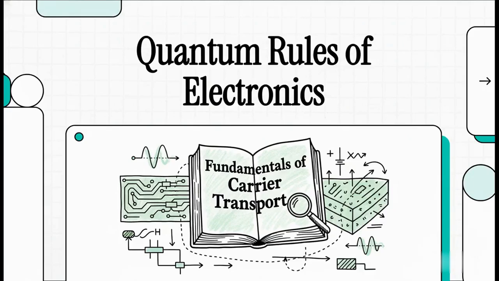All right, welcome to the Explainer. Today, we're going to shrink way, way down right inside a computer chip to explore the seriously strange quantum rules that make our entire digital world go. Our guide for this journey is the textbook Fundamentals of Carrier Transport, and it's going to help us uncover a pretty surprising secret about how electricity really works at the nanoscale.